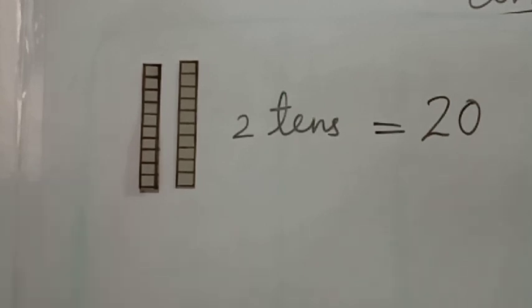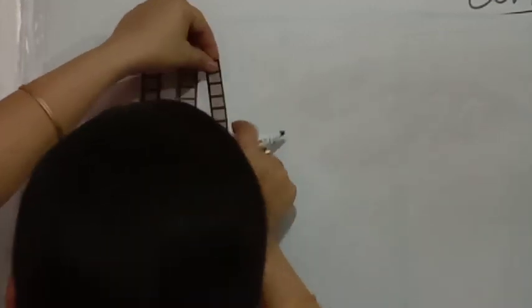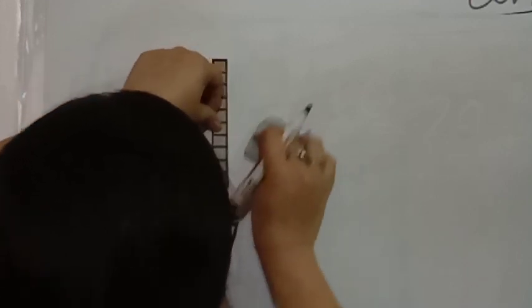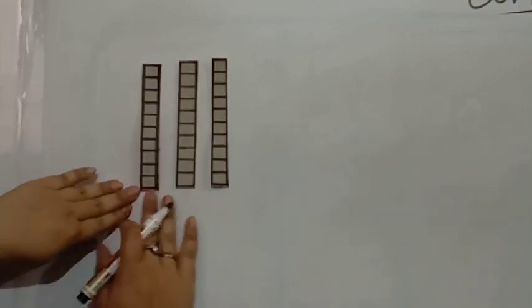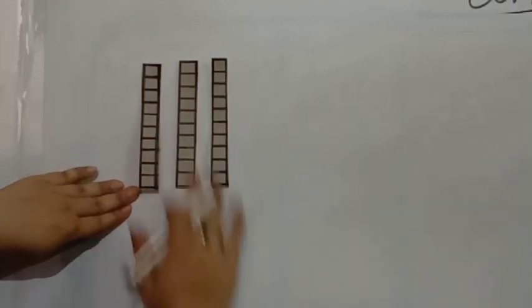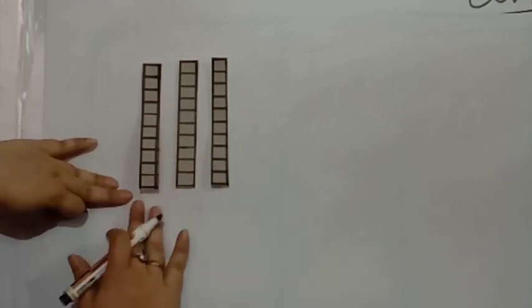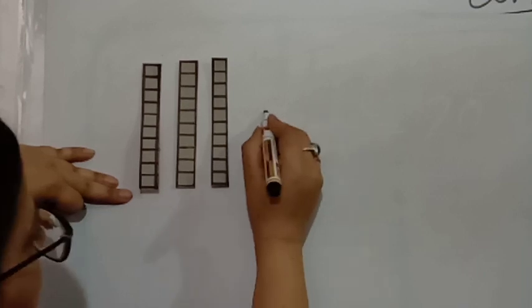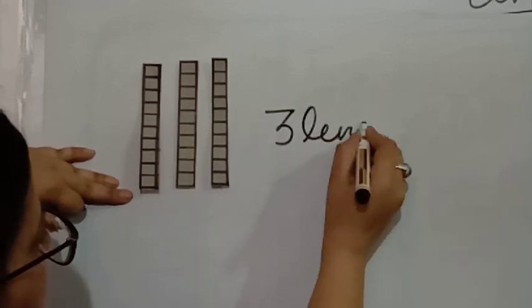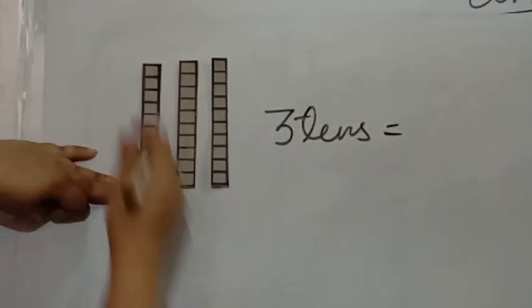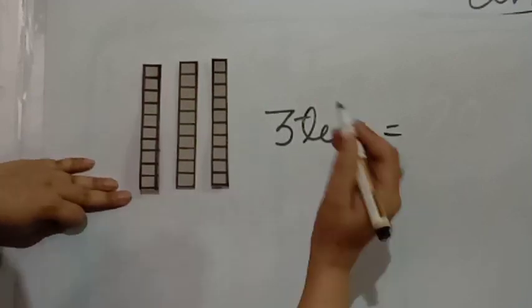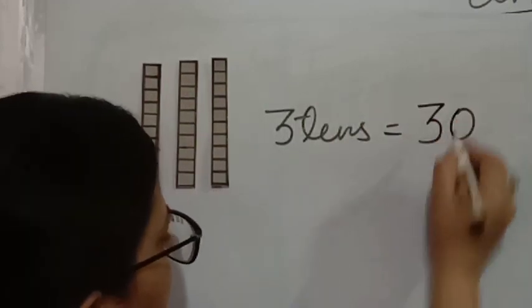Now, if again I add one more 10, how many tens are there? There are 3 tens. 1, 2 and 3. These are the blocks of tens each. So how many tens are there? 1, 2 and 3. So it will be 3 tens. And 3 tens, 10, 10, 10. 3 tens is equal to 30.